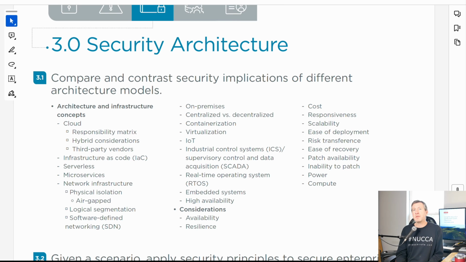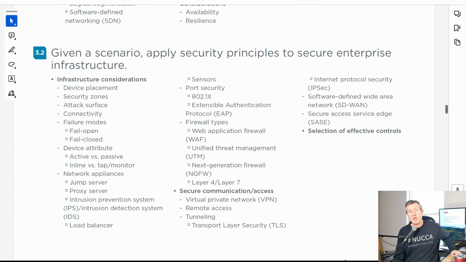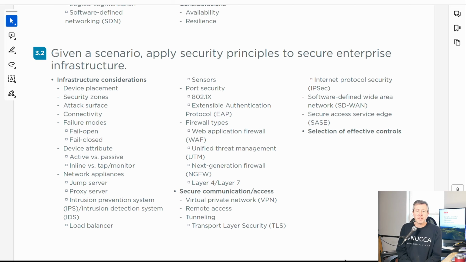We'll also talk a bit about SDN, software-defined networking, that has become more and more popular and more common over the years. From there, we'll move on into subdomain 3.2, given a scenario, apply security principles to secure enterprise infrastructure. And so here we're going to be talking about a variety of different concepts from VPNs and TLS, maybe using certain types of tunneling for VPN connections. We'll get into talking about IPsec, SD-WANs, the software-defined wide area networks. We'll talk about different controls that we can use there.